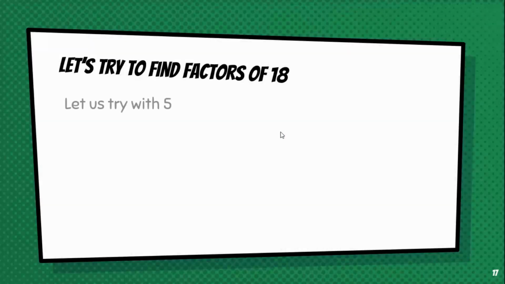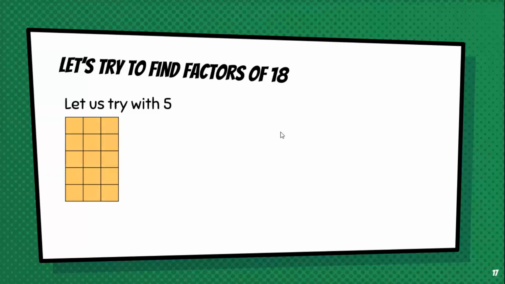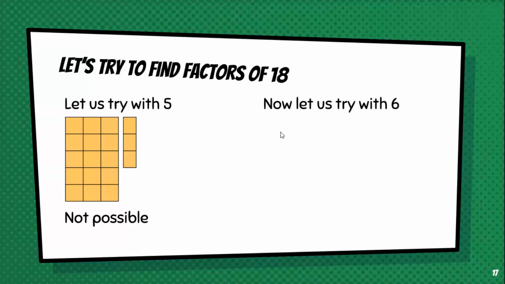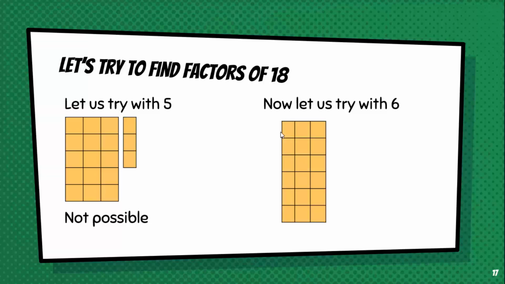What about the number 5? Do you think 5 rows will work? Let's see. Here each row has 3 squares. So now we see 5 3s are 15. 3 squares are left out. So this is also not possible. What about 6? Do you think 6 is going to work for me? Let's see. I have 6 rows with 3 squares in each row. I know 6 multiplied by 3 gives me 18. So yes, this is possible.